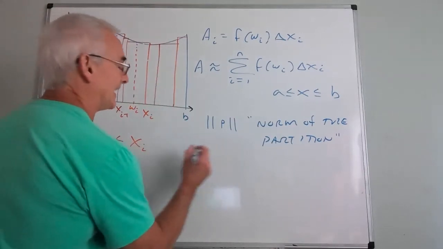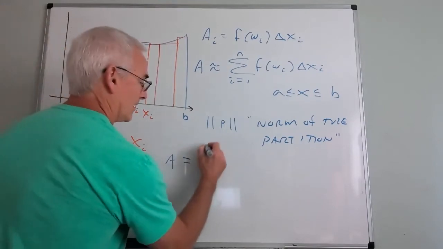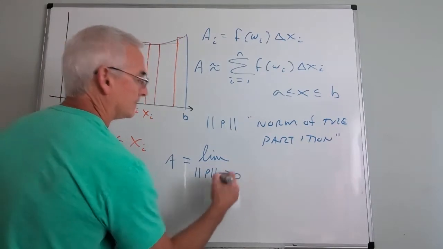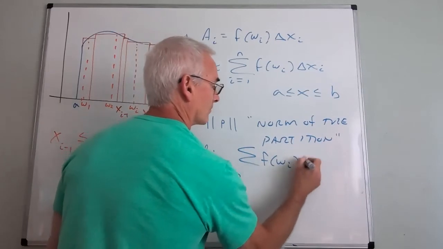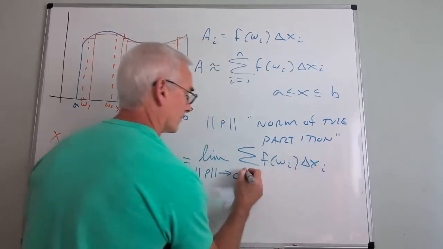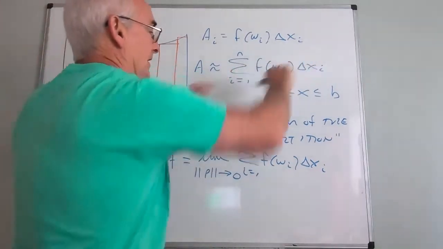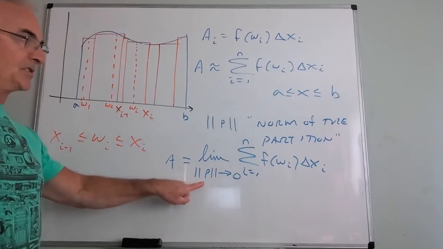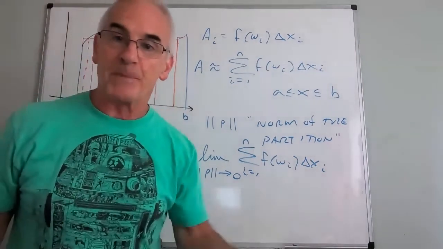So when I say area equals, then we're going to say I'm going to take the limit of this, but I'm not going to say as delta x goes to 0. I'm going to say as the norm of the partition goes to 0, as the largest magnitude goes to 0.